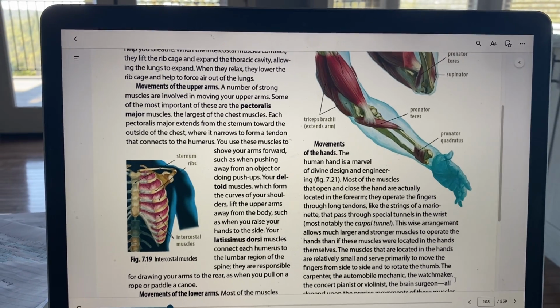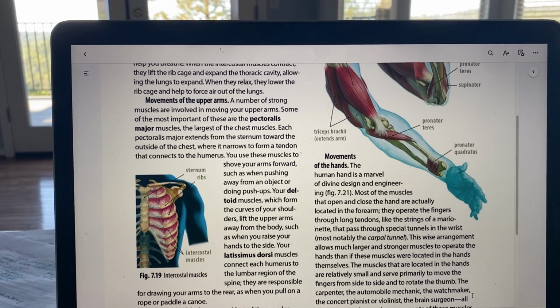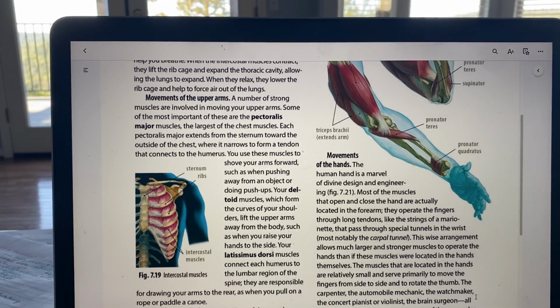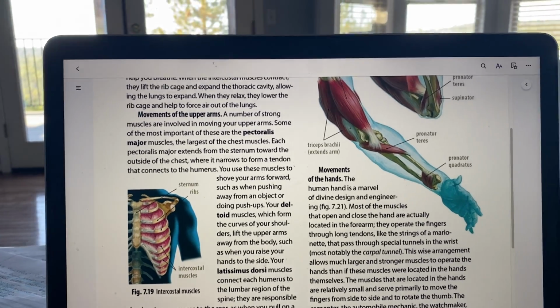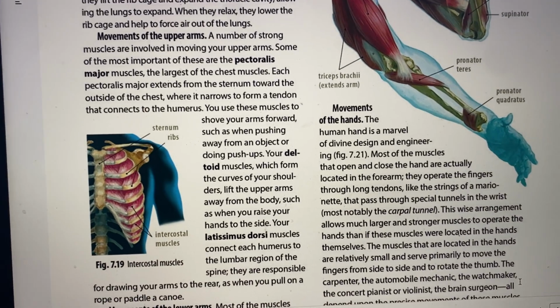So we're in your biology book and we're talking about muscles, and we got down to 7.5 here, and we were talking about some muscles, and I had to stop my video. So let's go on with these muscles.